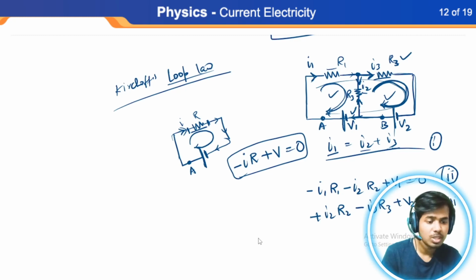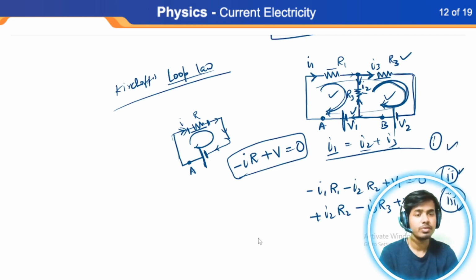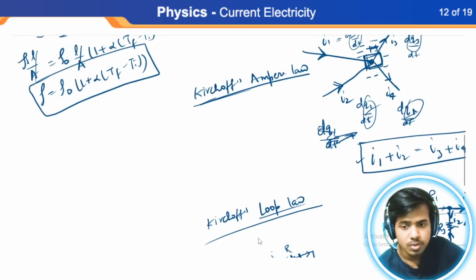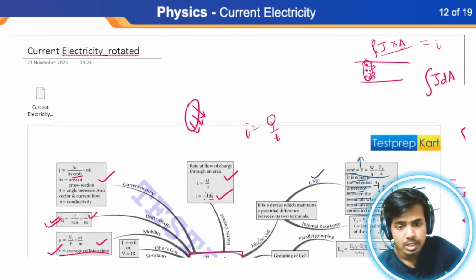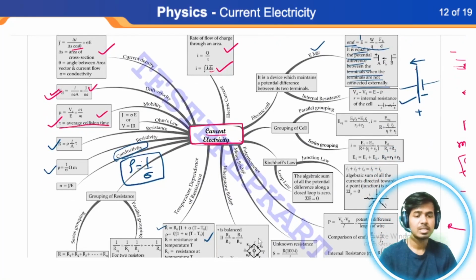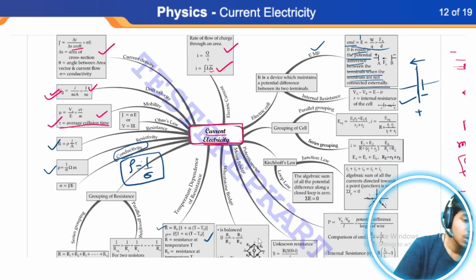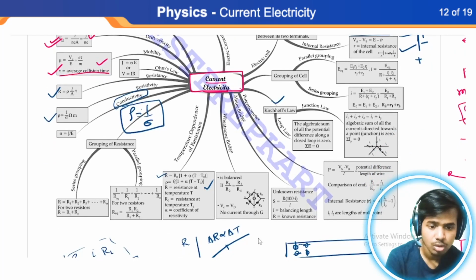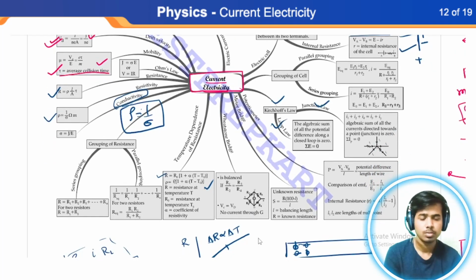This is going to be the third equation, and if you solve these three equations you will get the value of I1, I2 and I3, and the rest of the things that is in the question you can easily find. So that was the simple application of loops, Kirchhoff's laws, loop law and junction law. All right, this was the same thing that I talked about.